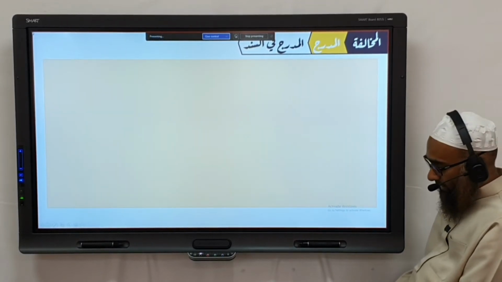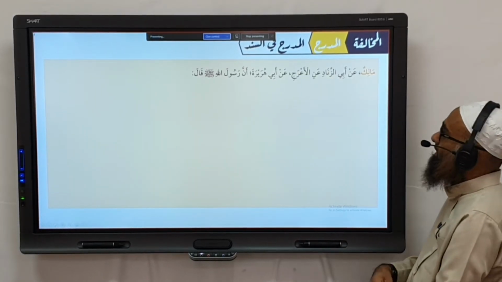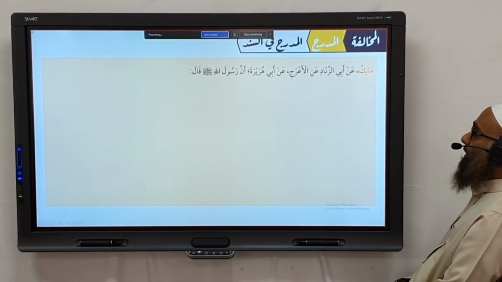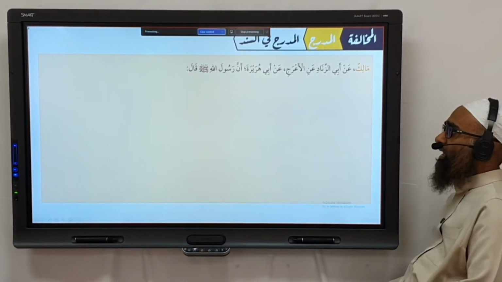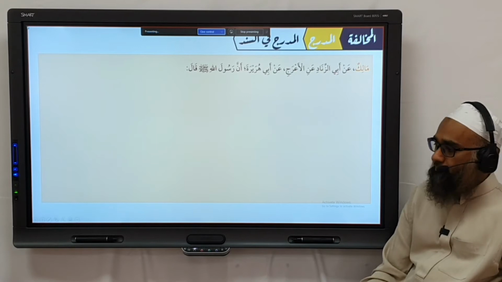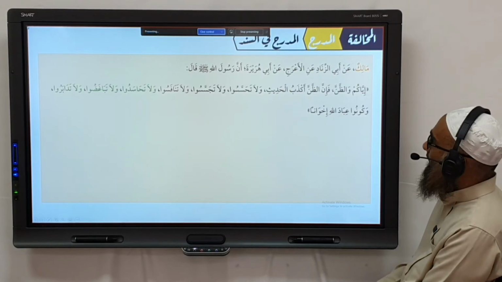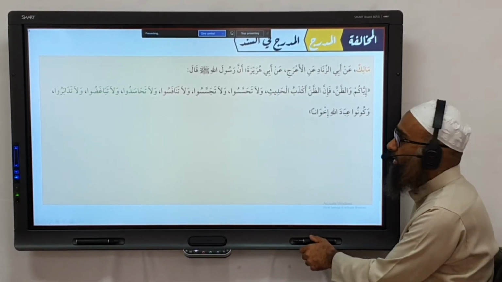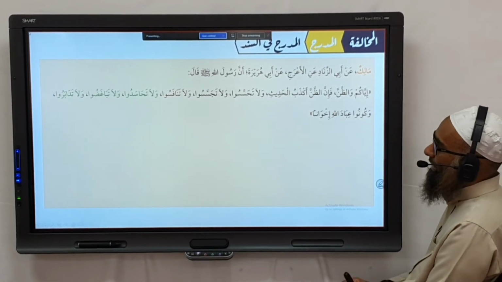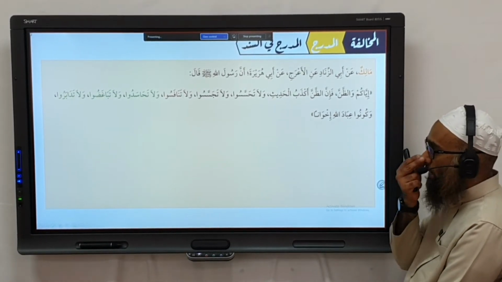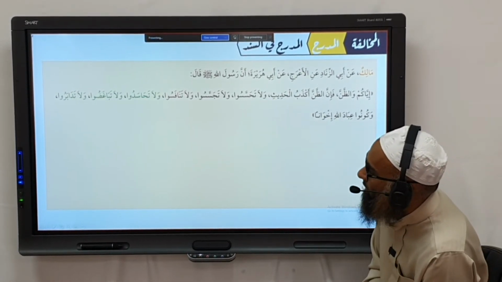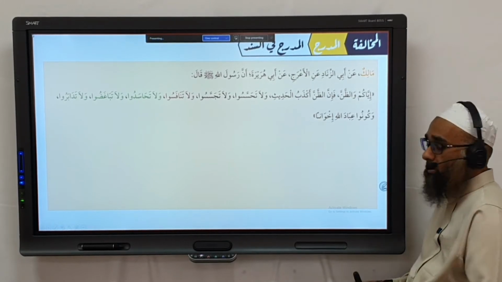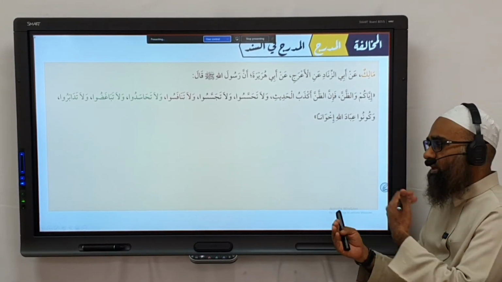So another example of Mudraj is here. Let's look at this hadith first and explain what's going on. We have Malik and Abi Zinad and A'raj and Abi Hurairah radiyallahu ta'ala anhu. And in this hadith we have: إياكم والظن فإن الظن أكذب الحديث ولا تحسسوا ولا تجسسوا ولا تنافسوا ولا تحاسدوا ولا تباغضوا ولا تدابروا وكونوا عباد الله إخوانا. You'll either have covered the meaning of it or you'll cover it later on.